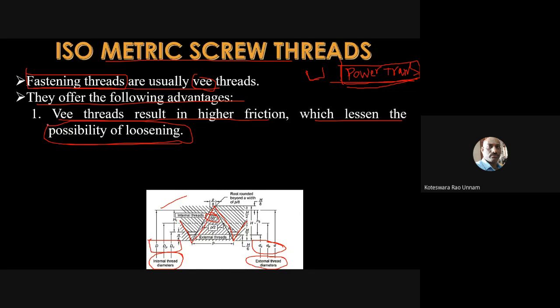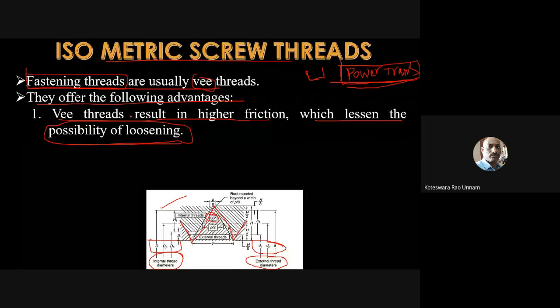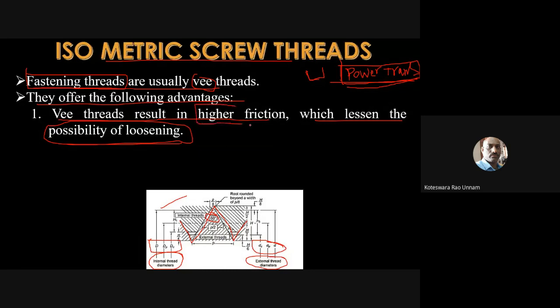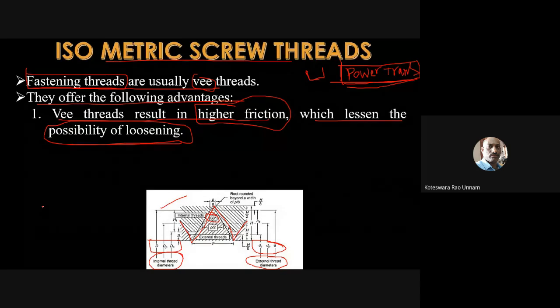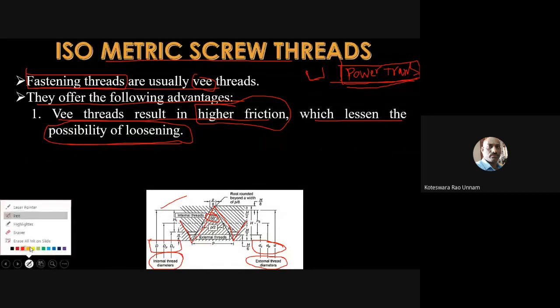The reason why they are loosening is because of vibration, the frictional force is going to be reduced between the two connecting parts, which will result in loosening of the threads. So now, if you provide a thread which is having a higher friction, then the possibility of loosening is less. That's why V threads, since they provide higher friction, are used in screw fastening, or in connections.